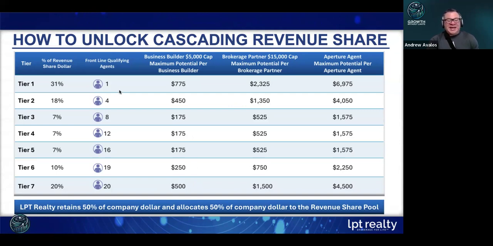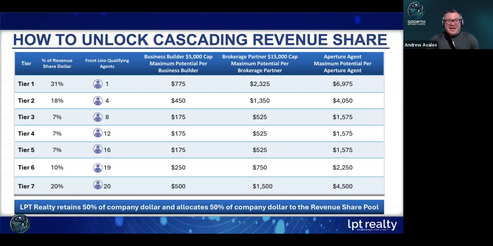So the next question that I get is, what is tier one, tier two, tier three? LPT Realty has a 7-tier revenue share model. So what does that mean? Your tier one agent is an agent that you directly sponsored to the company. You spoke with an agent, you provided value, you provided information to the agent, and the agent made their decision based on the information that you provided them, and you were the most influential person in their decision-making process. So they named you as a sponsor.